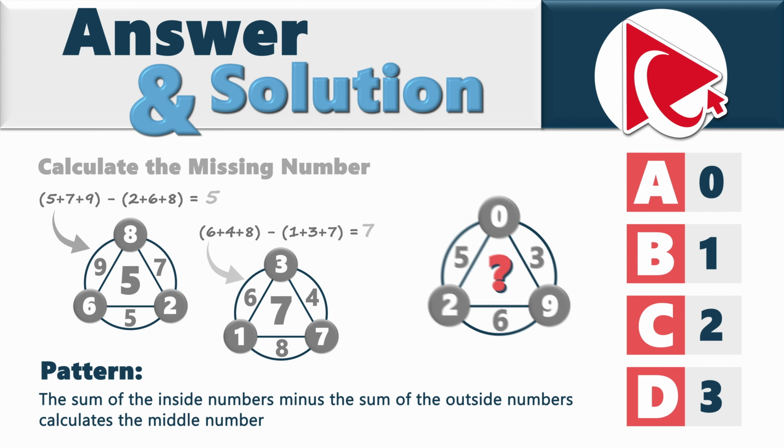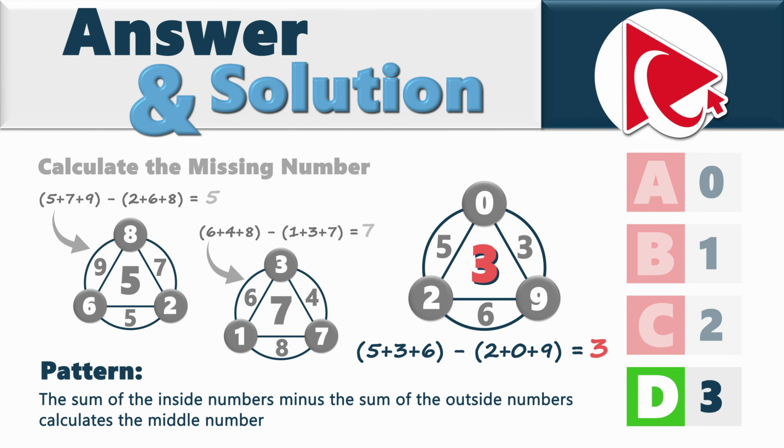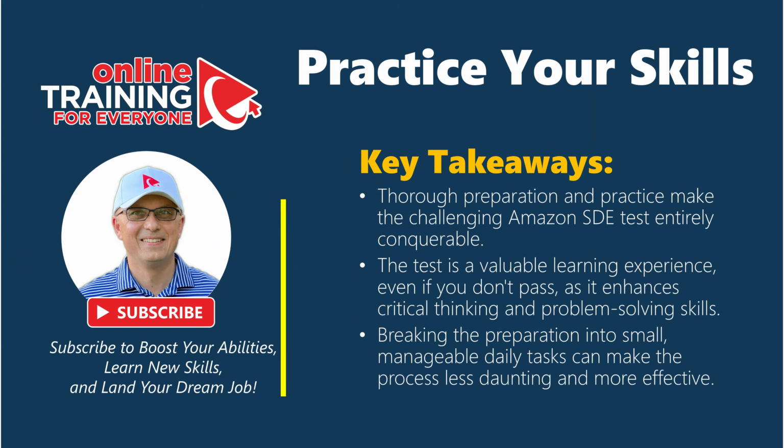And now we can calculate the missing number. 5 plus 3 plus 6 minus 2 plus 0 plus 9 equals 3. So the correct answer here is choice D, 3. Are you ready to practice your skills? Try this question to see how you would do.